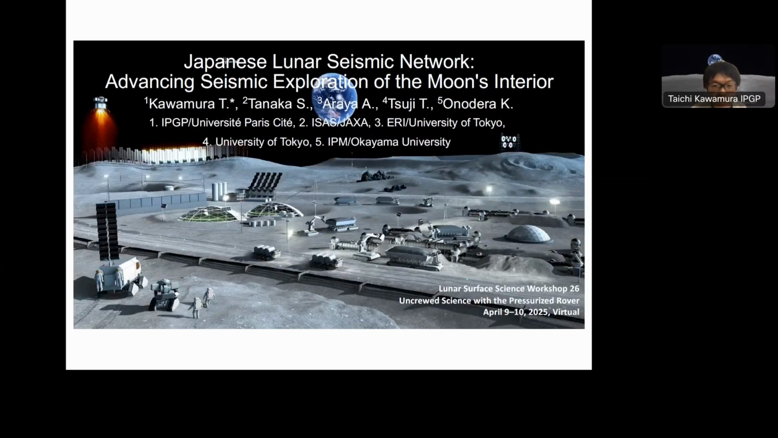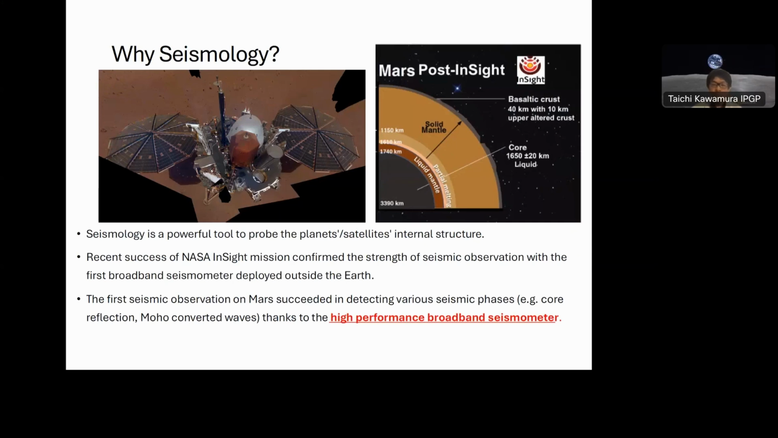Next slide, please. First of all, I would like to start by saying why we want to do seismology, and this is because we want to know what is inside the moon. We want to know the internal structure of the moon to understand its origin and evolution.